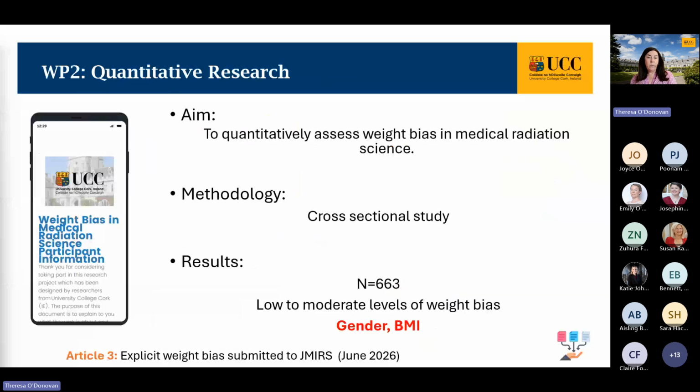We did find that there was a gender difference where males demonstrated higher levels of bias. And we also found differences within BMI. So respondents who had a higher BMI demonstrated lower weight bias. So this paper has been submitted to JMIRS this month.